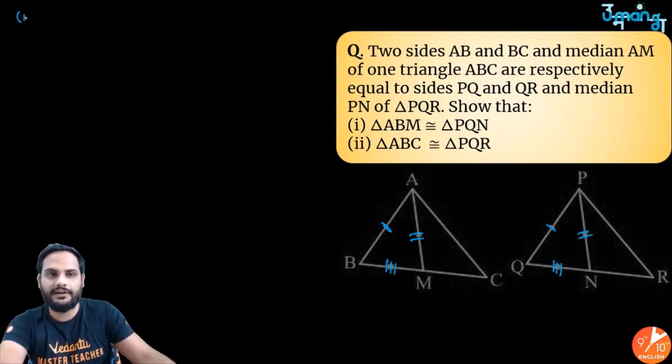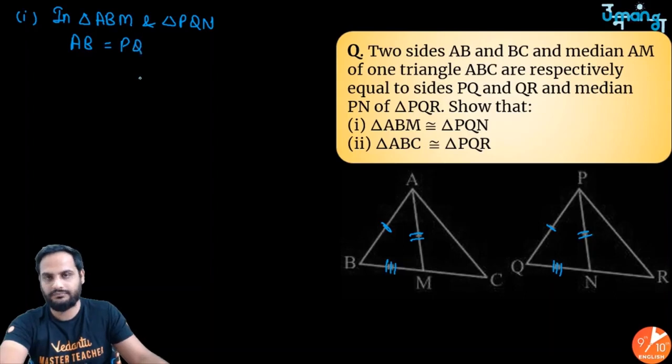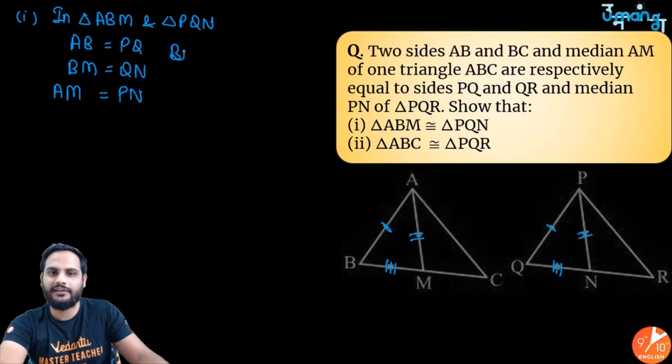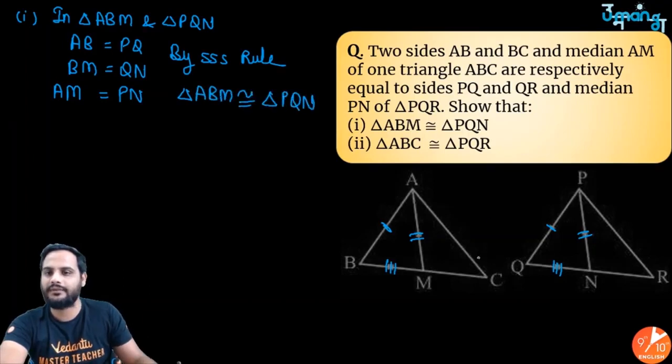So for the first proof, I will say in triangle ABM and triangle PQN, first thing is AB is equal to PQ, obviously, right? Then BM is equal to QN, we know it, and AM is equal to PN, which is given. So which rule is it? By SSS rule, first part is proved, triangle ABM is congruent to triangle PQN, right?